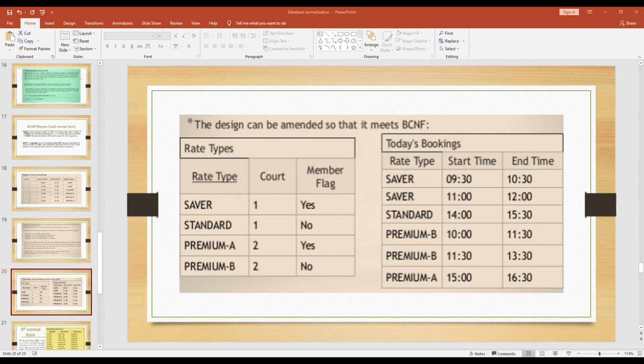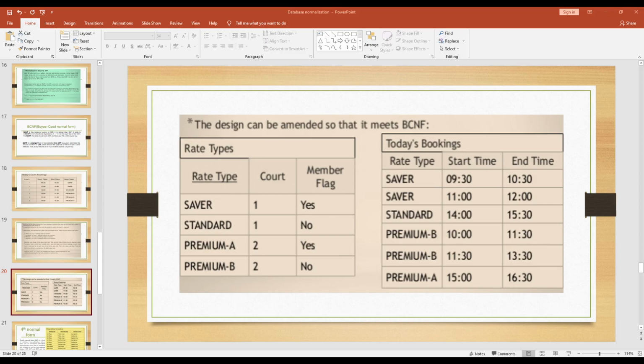The table does not adhere to BCNF. This is because of the dependency rate type to court, in which the determining attribute rate type is neither a candidate key nor a superset of a candidate key. The dependency rate type to court is respected, as a rate type should only ever apply to a single court. The design can be amended so that it meets BCNF.